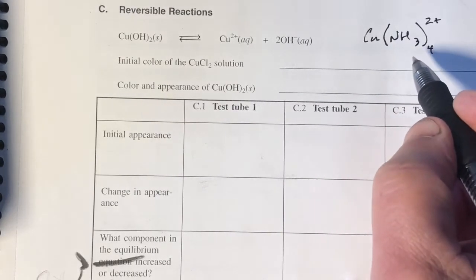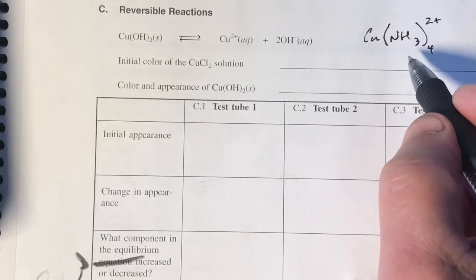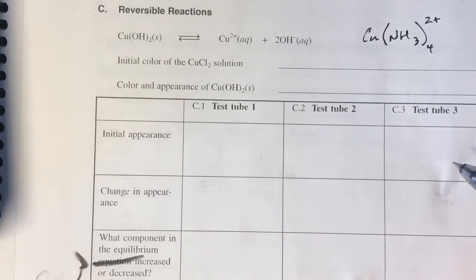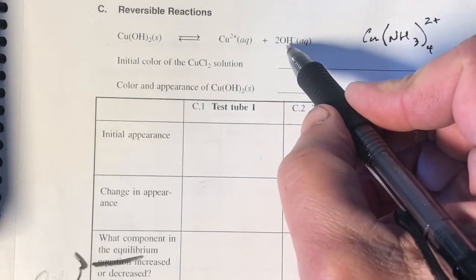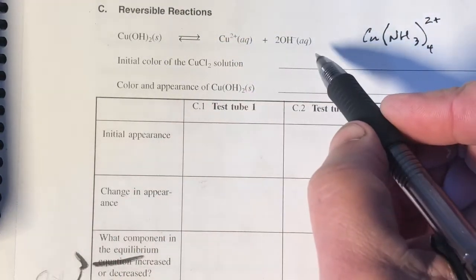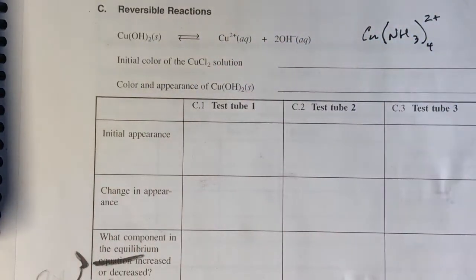And this complex ion is an intense blue, but it's soluble, so it doesn't have that particulate that's creating the cloudiness. And then in test tube 3, we added HCl, and that acid chewed up the hydroxide, and that pulled the reaction across and resulted in just copper ions and getting rid of the copper hydroxide that was there.